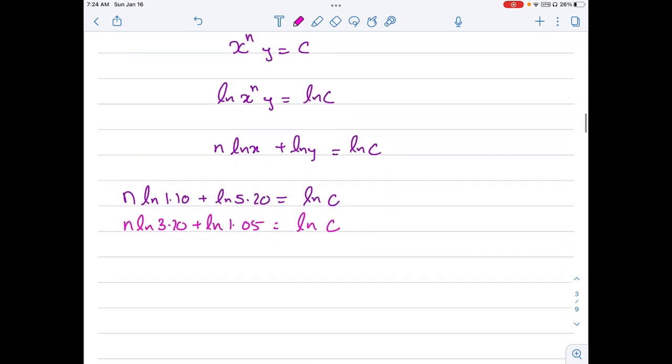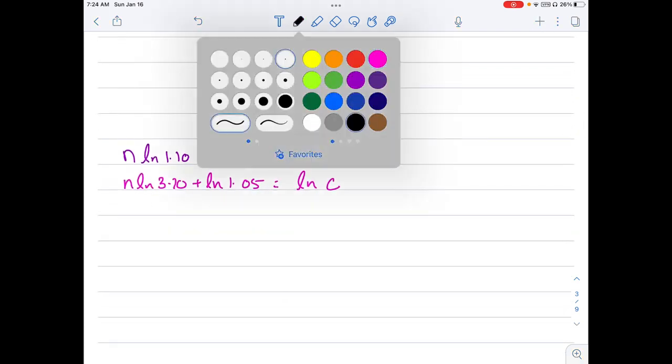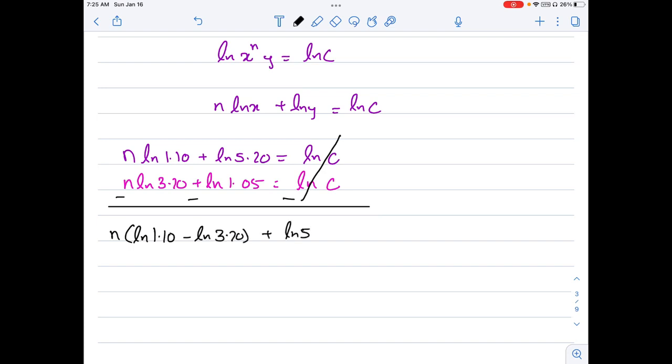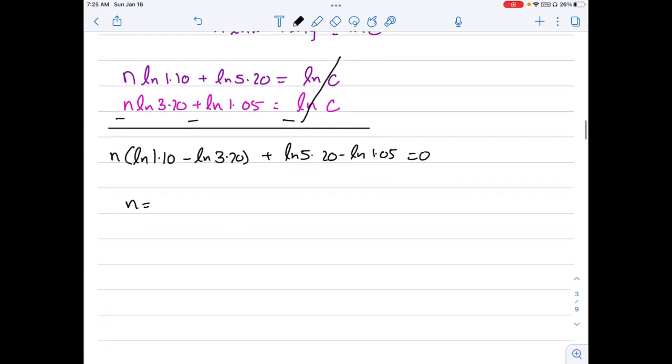So from here, if I want to eliminate, the easiest way is to subtract both equations and get the value of n. So I subtract both the equations. ln c cancels. ln 1.10 minus ln 3.20 plus ln 5.20 minus ln 1.05 equal to 0. From there I make n the subject, which is minus of ln 5.20 minus ln 1.05 divided by ln 1.10 minus ln 3.20.